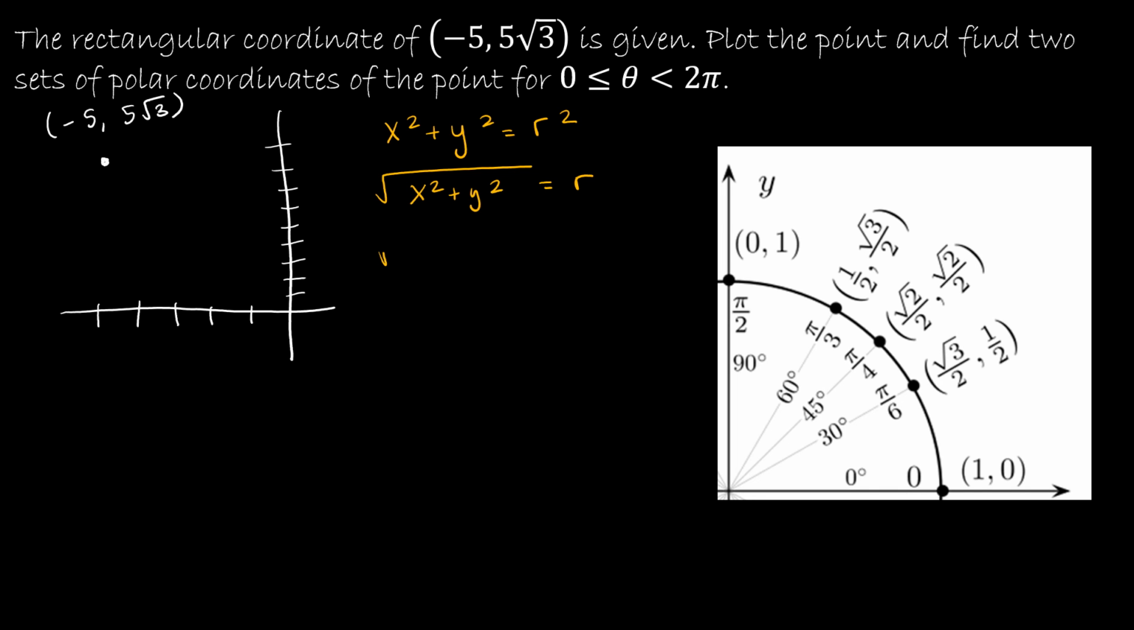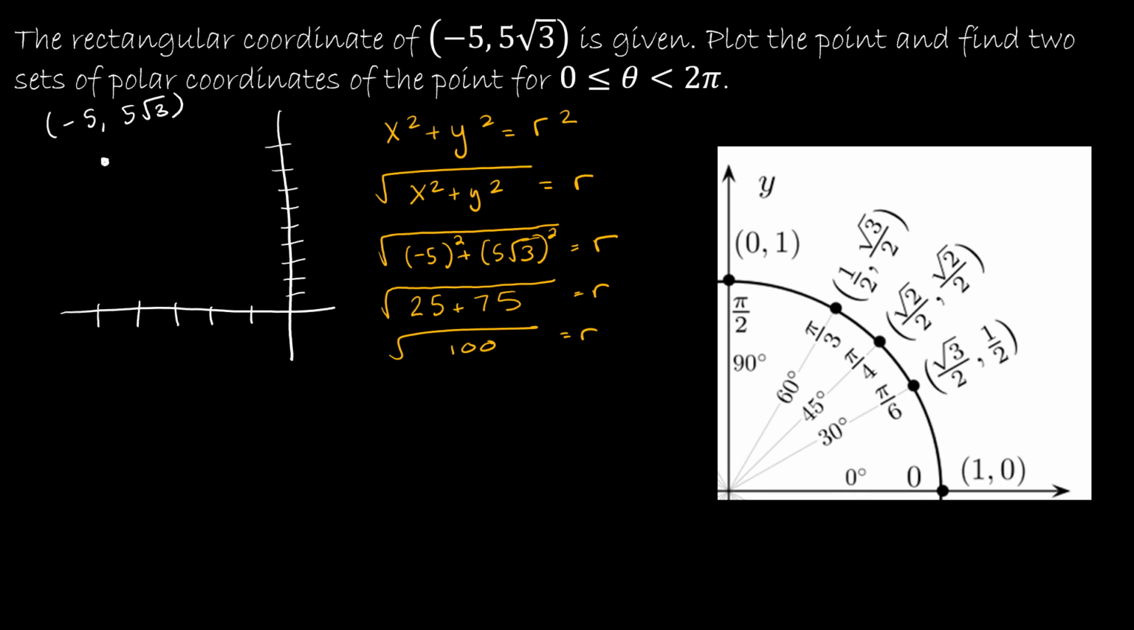If x is -5 and y is 5 radical 3, I'm going to square both of those and find the sum, then take the square root. So -5 squared is positive 25. 5 radical 3 squared is 5 squared times radical 3 squared, which is 25 times, remember the square root and squared cancel each other out, so it's 25 times 3, or 75. Which of course means I have the square root of 100, which means 10 is r. r is 10. So in my new ordered pair r, theta, r is 10.